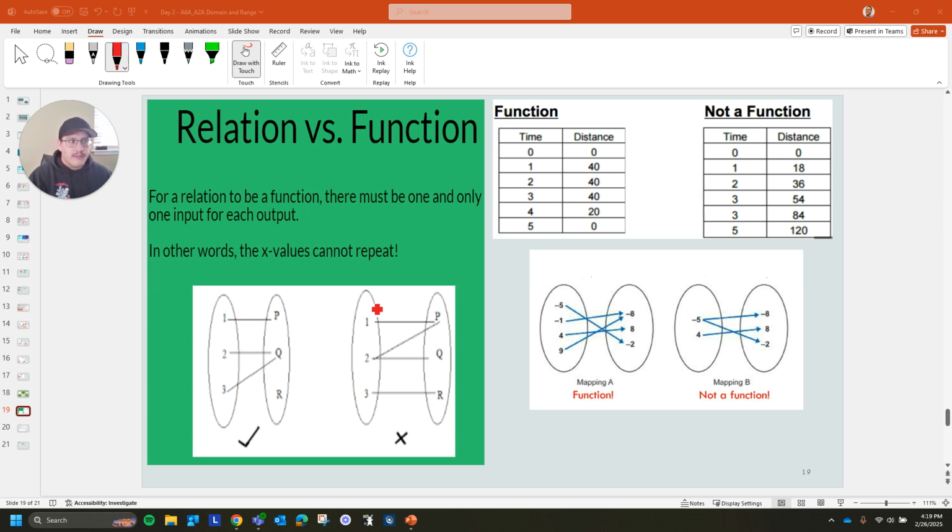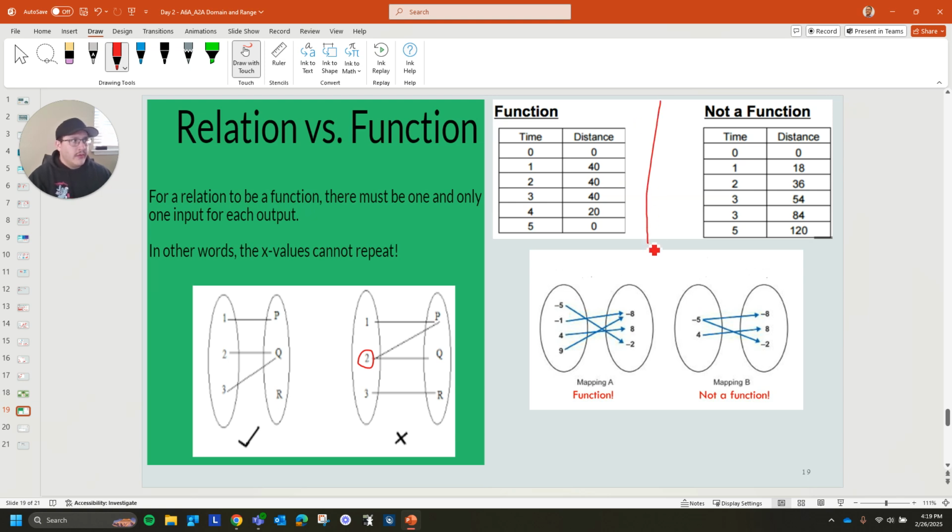That is a function. But let's look at something that's not considered a function. We have 1 that maps to p. We have 2 that maps to p and q. And we have 3 that maps to r. Okay, 2 is the problem here. 2 maps to 2 different things. 2 can only have one thing that it can map to. So therefore, that second example is not a function.